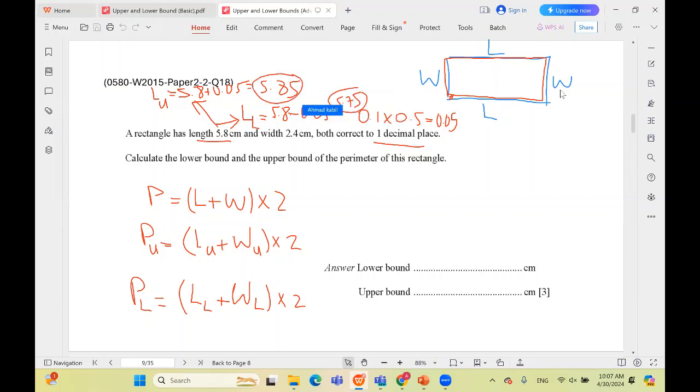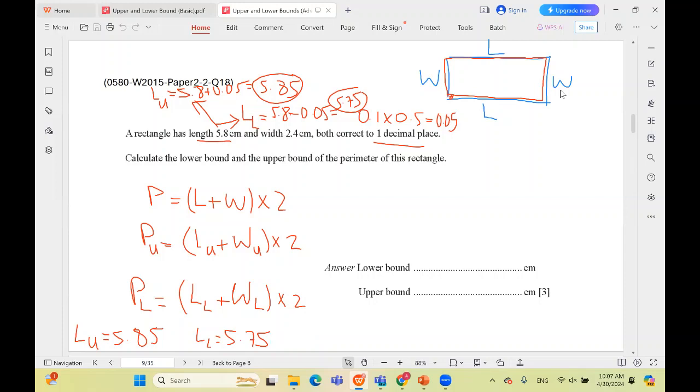So these are the bounds for L. Let's write them down. Upper bound is 5.85, and lower bound is 5.75. We will repeat the same process for W.